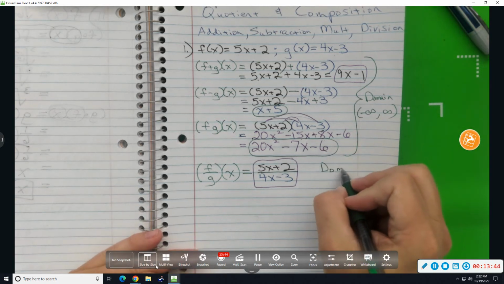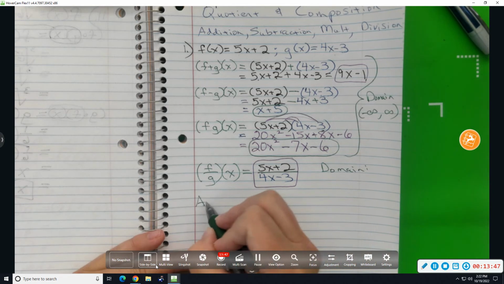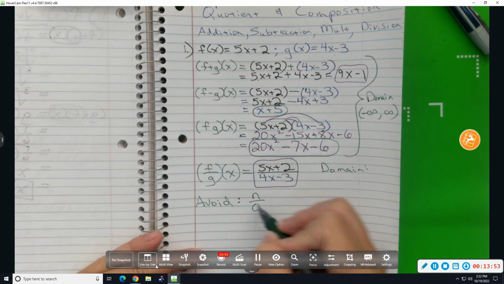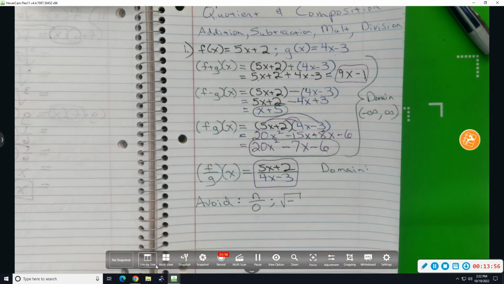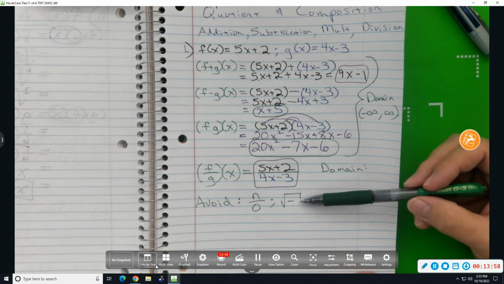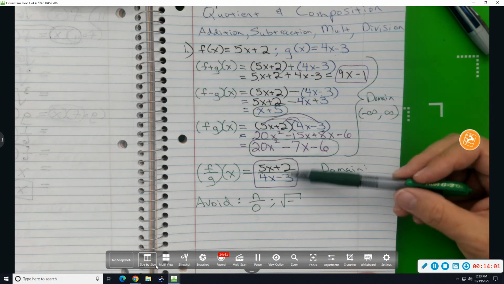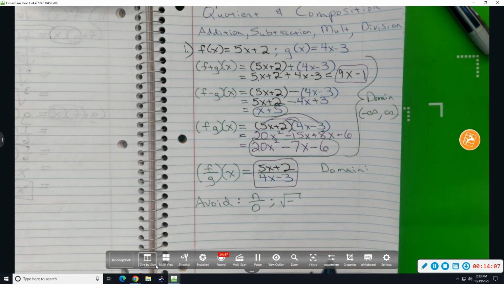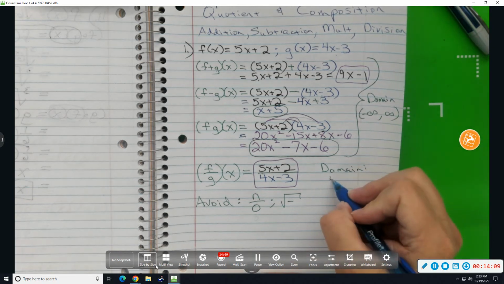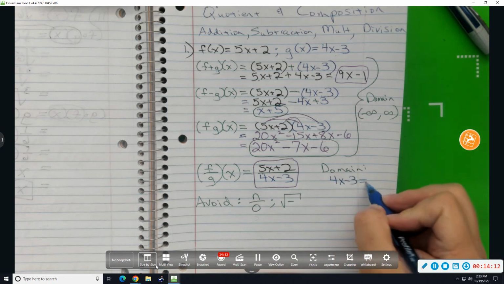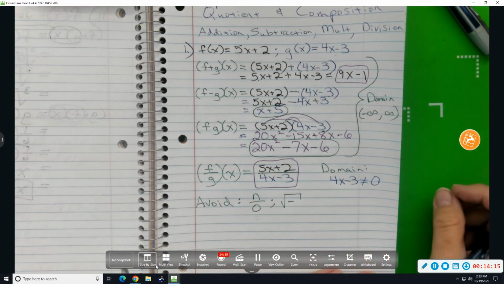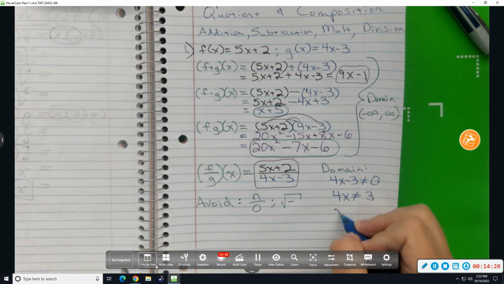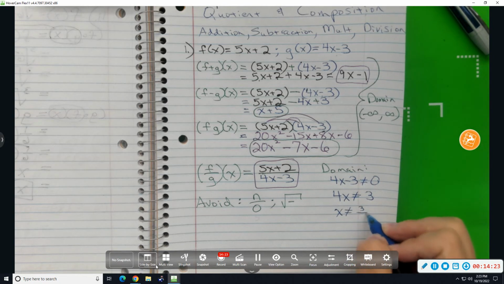So, remember we said, when looking at domains, you have to avoid a number divided by 0 and the square root of a negative number. Well, we don't have any square roots and negatives, but I think we have a fraction. That's the way we would find those denominator cut points with the cut point method. 4x minus 3. We don't want it to equal 0. So that means 4x can't equal 3. So x cannot equal 3/4.